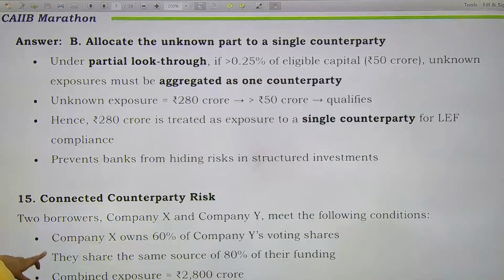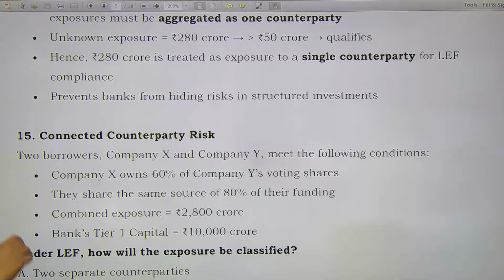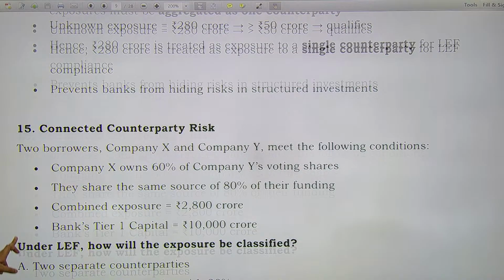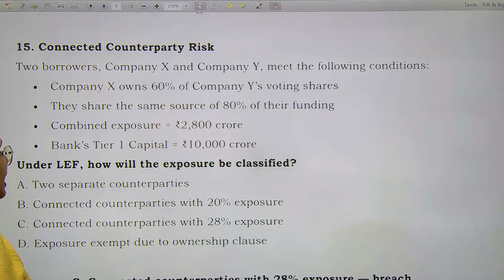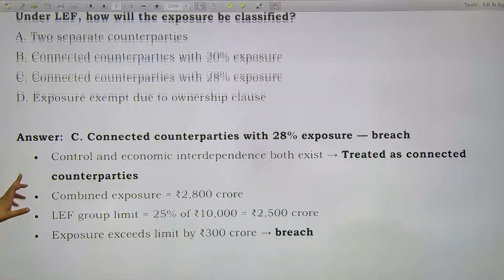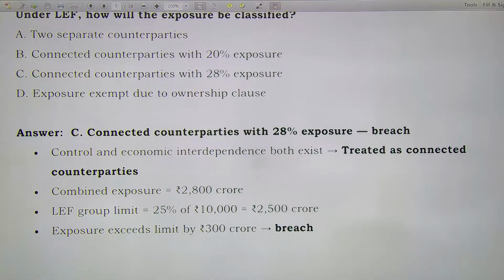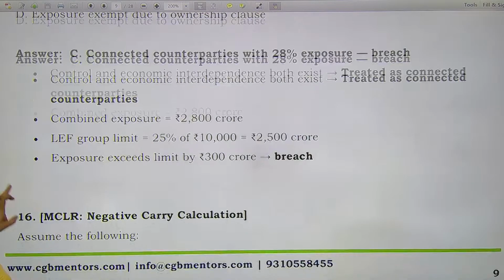Now, next question is, two borrowers, Company X and Company Y, meet the following conditions. Company X owns 60% of Company Y's voting share. So, that means they are connected. They share the same source of 80% of their funding. Combined exposure is 2800 crores. Bank's tier 1 capital is 10,000 crore. Now, how is this exposure going to be classified? So, over here, they'll be treated as connected counterparties with 28% of the exposure and hence it has breached the LEF norms, right? So, that is another thing.